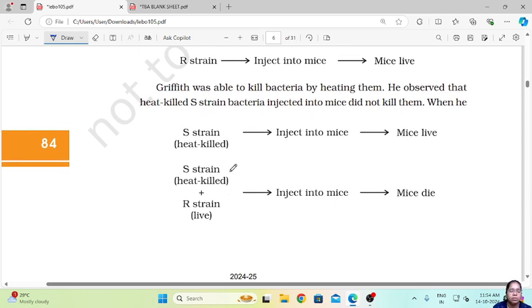Then he took heat-killed S strain bacteria together with live R strain bacteria and injected them into the mice. But here the mice died. Firstly, when the R strain bacteria were injected, the mice lived, and when heat-killed S strain bacteria were injected, the mice also lived. But when this combination of heat-killed S strain and live R strain, which individually did not cause the death of the mice, was injected, the mice died.